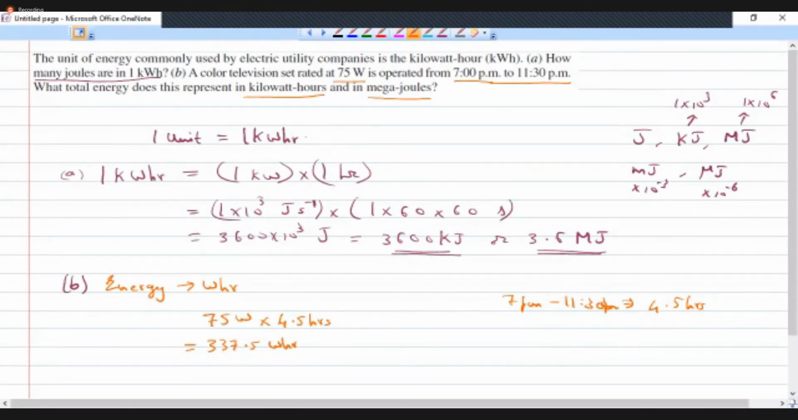Electric utility companies measure the units in kilowatt hour, right? So how much kilowatt hour? This is watt hour. So adjusting the decimal, we can write this as 0.3375 kilowatt hour, right? And here we have already defined that 1 kilowatt hour is nothing but 3.6 megajoules, right?